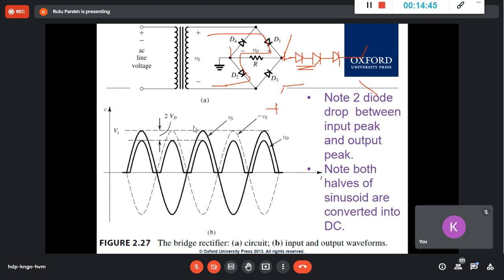See, there is one diode, let's say. Then a resistor. Okay, and then another diode. Yes. And think that you are taking output here.